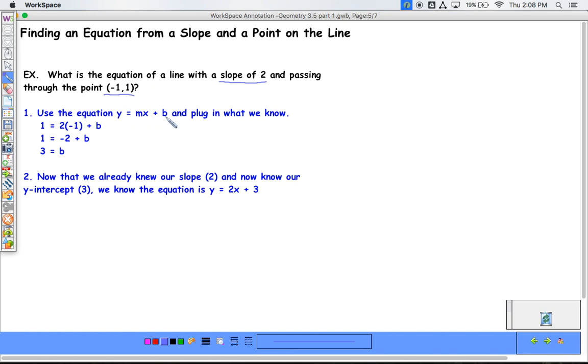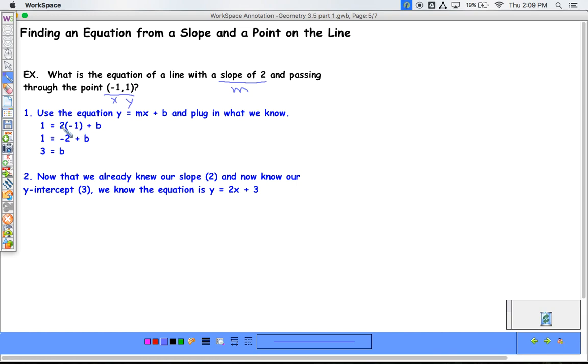So we're still going to use y equals mx plus b. Our y-intercept that we need to find is b. So we're going to plug everything else in. We have an x value and a y value here. We have our slope, our m. So if we plug everything in, instead of y equals, it's 1 equals m, which is 2, times x, which is -1, and then we need to solve for b, so plus b.